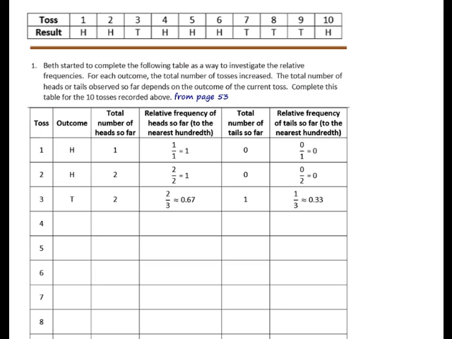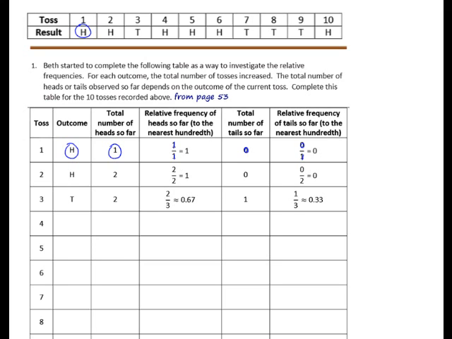So if we look at the result of the first outcome was heads, and that's written here. So the number of heads so far is 1. The relative frequency is 1 head over 1 toss, and 1 divided by 1 is 1. The total number of tails so far is 0. 0 tails divided by 1 toss equals 0.